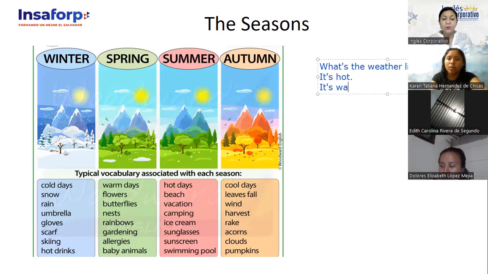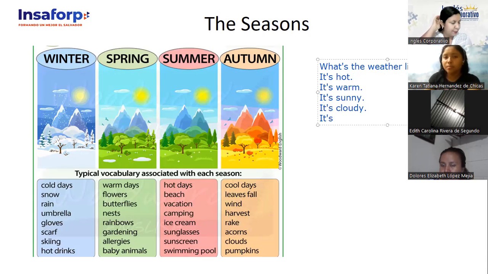We can say it's warm. Or we can say it's sunny, está soleado. Or we can say it's cloudy. Or it's rainy. Está lluvioso, it's rainy. Or we can say it's cold, está muy frío. Or it's cool. Or it's, let's see, foggy, brumoso, así como neblinoso. It's foggy. So those are the ways in which we can describe the weather.